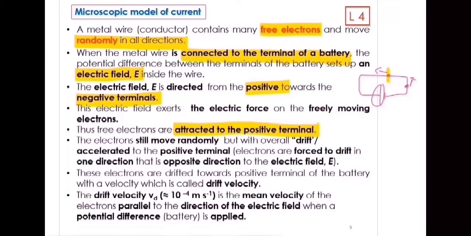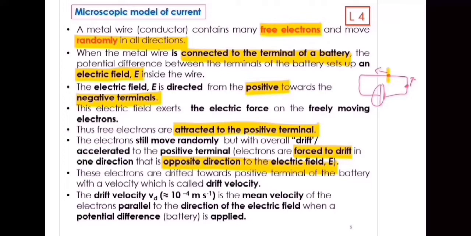Electrons are forced to drift in one direction, which is the opposite direction of the electric field. Just now the electric field was moving from the positive terminal to the negative terminal, but the electron is moving from the negative terminal towards the positive terminal. The electrons are attracted towards the positive terminal, so they move in the opposite direction of the electric field. That's how current is transferred.